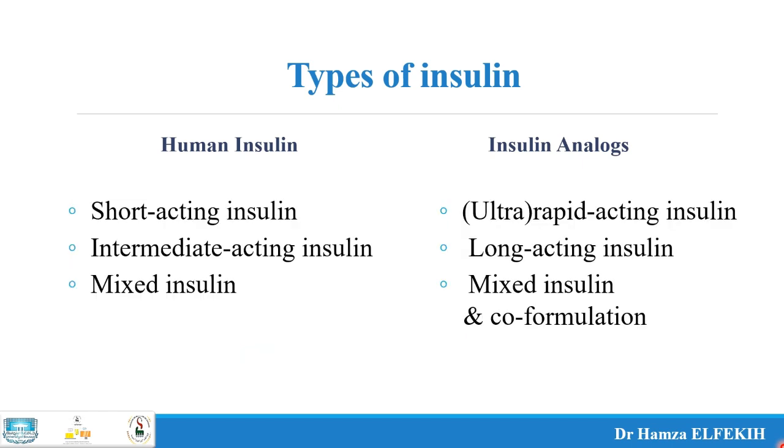For human insulin, we have short-acting insulin, intermediate-acting insulin, and mixed insulin. For insulin analogs, we could also have ultra-rapid-acting insulin and rapid-acting insulin, and long-acting insulin instead of intermediate-acting insulin. We also have mixed insulin, but also co-formulation.